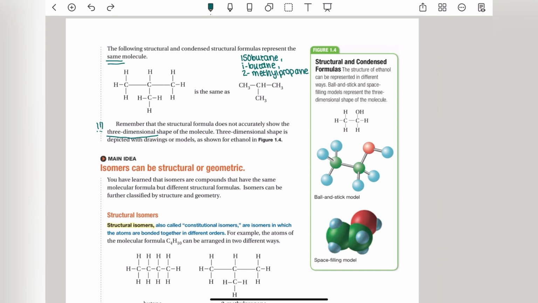Right, figure 1.4. So structural and condensed formulas. The structure of ethanol can be represented in different ways. Ball and stick, so this one, ball and stick, and space-filling models represent the three-dimensional shape of the molecule.